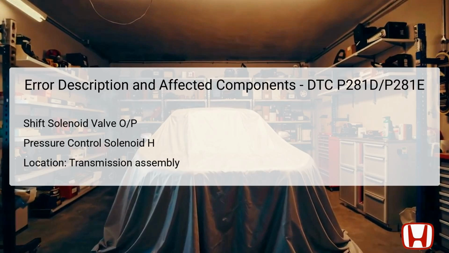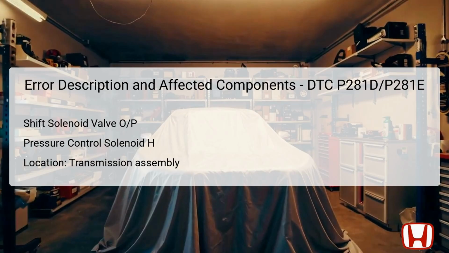The Shift Solenoid Valve OP is an essential component located within the Honda CRV's transmission assembly. This solenoid is responsible for regulating fluid pressure, which in turn enables smooth gear shifts. The pressure control solenoid H works by managing hydraulic flow to various parts of the transmission, significantly affecting its operation.